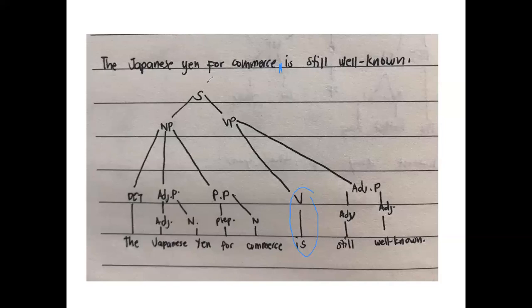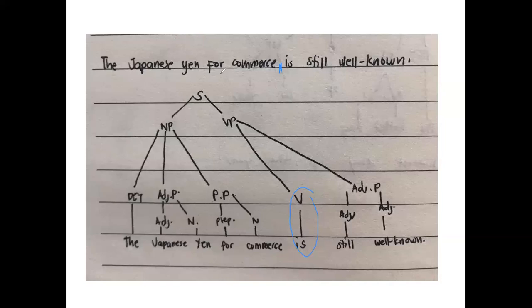Japanese in here is not a noun, but it functions as an adjective because the yen in here is the money. And what kind of money? A Japanese money, or a Japanese yen. So Japanese is an adjective in here. We have Japanese as an adjective plus yen as a noun. If we combine that one, because the Japanese yen should be as one, it will be under the adjective phrase.